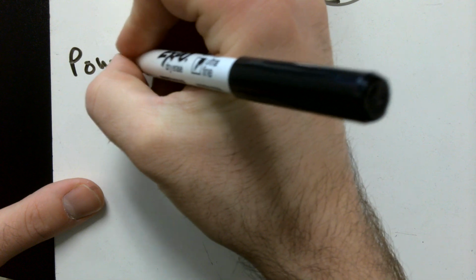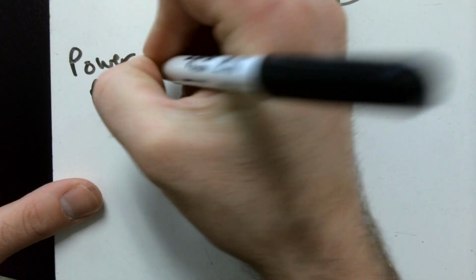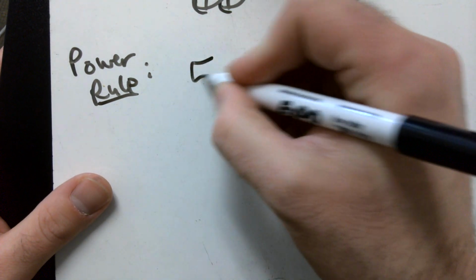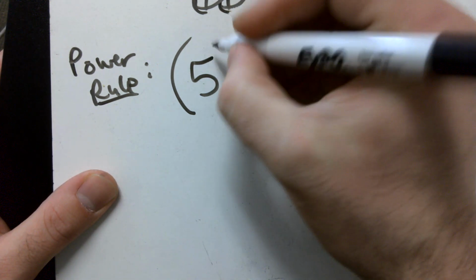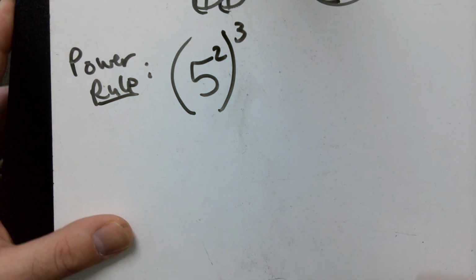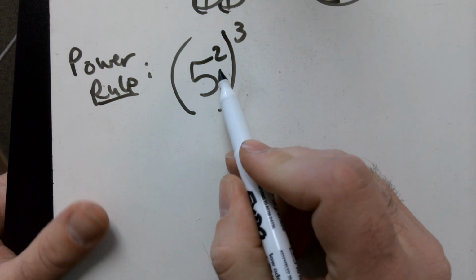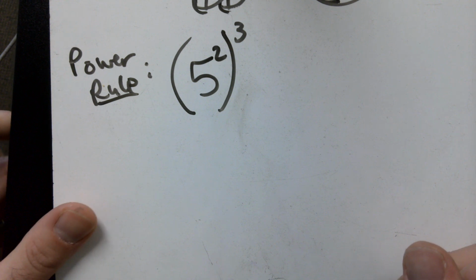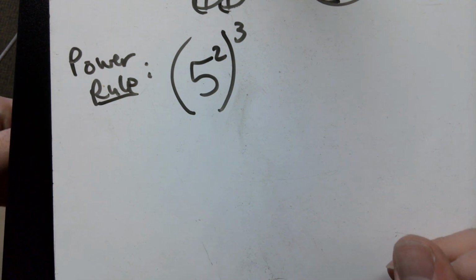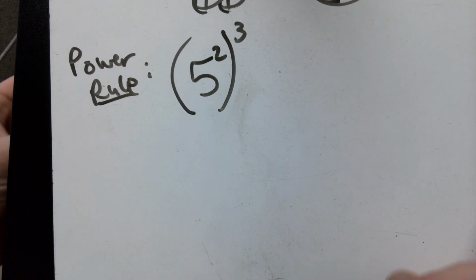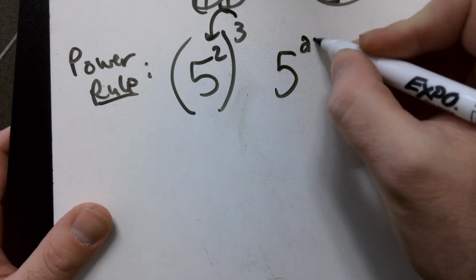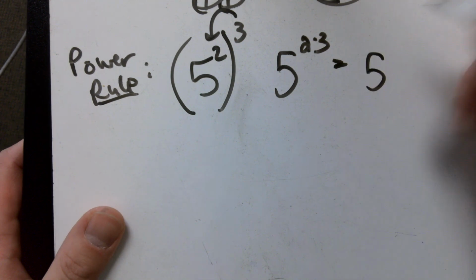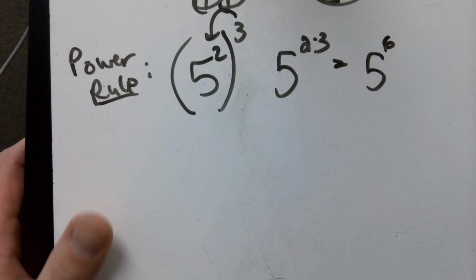Third rule, power rule. Everybody say power rule. Power rule. So the power rule is when I have too much power. Let's say I've got 5 squared to the power of 3. So I've got a power that's raised to another power. Everybody see that? Yeah. What do you think we should do with our exponents now? Multiply them. 5 to the power of 2 times 3 is 5 to the power of what? 6. Well, why can I do this one?